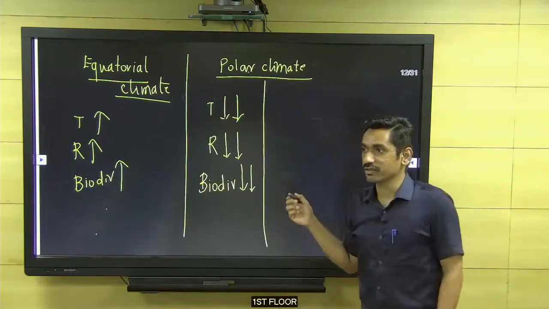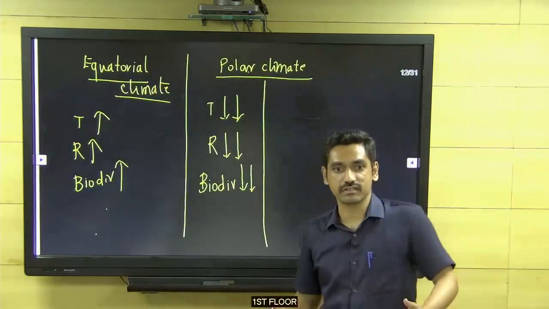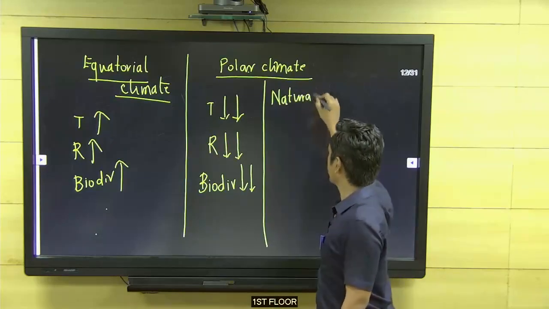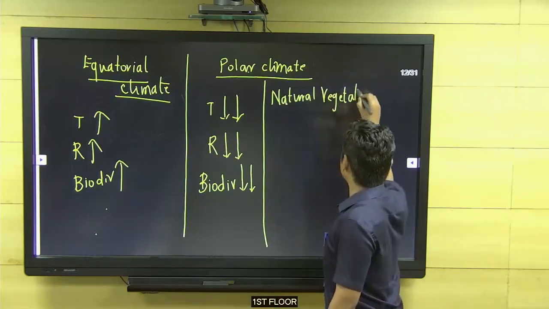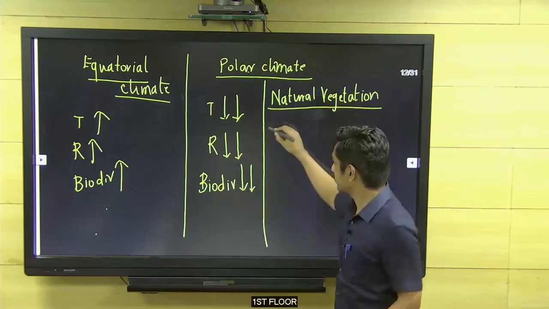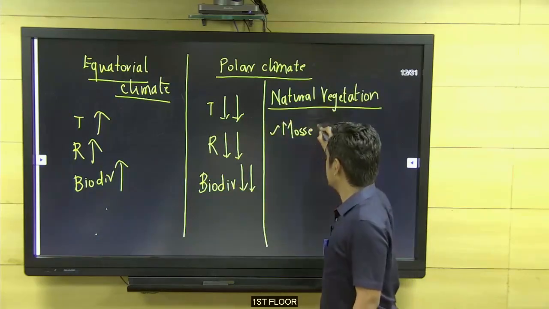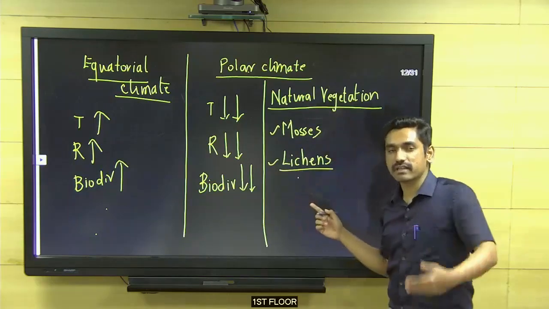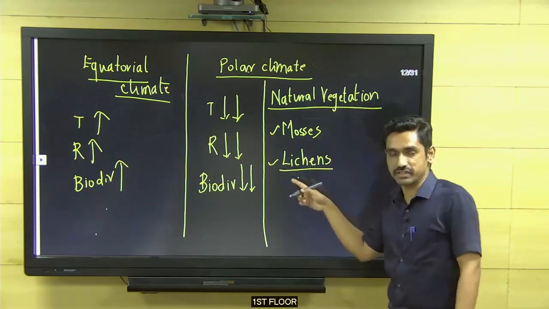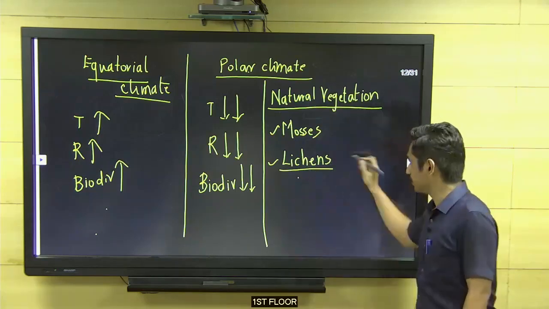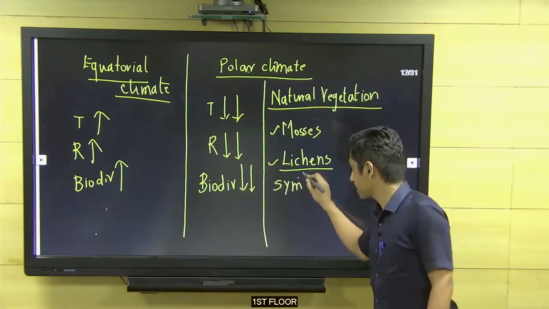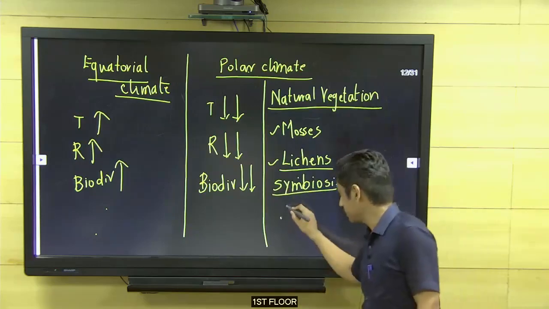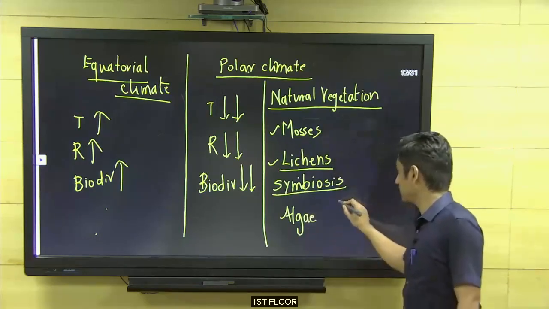Natural vegetation, okay. You do not have large trees and nothing. You only have primitive organisms. Natural vegetation: you have mosses and lichens, however you want to pronounce. I do not know whether environment class has started, but sir would definitely talk about the species. So this is a symbiotic association. Symbiosis between two organisms, algae and fungi.